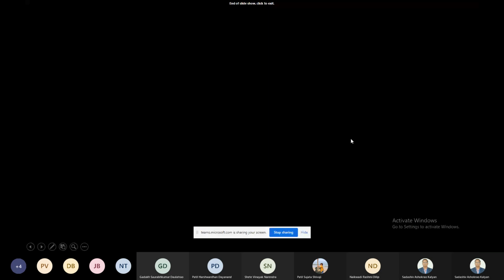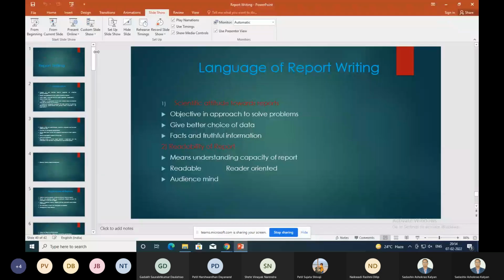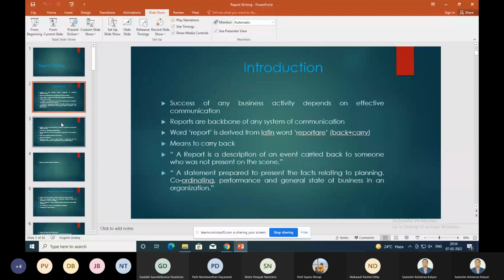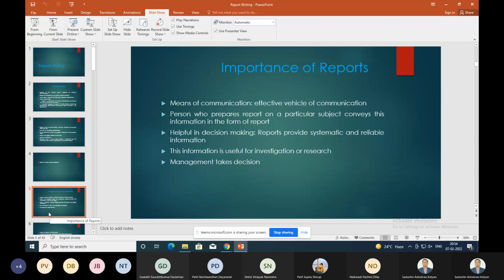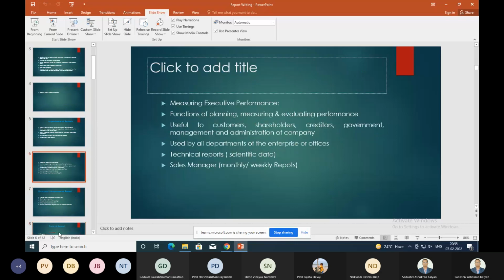So in short, in this module, what we have studied is what is meant by thesis writing, how the success of any organization depends on effective communication, and how reports are considered the backbone of that organization or company. Then we discussed the importance of reports, how reports can be useful to us in decision making, while collecting various kinds of information, while measuring executive performance, and at the same time how they are useful as technical reports.